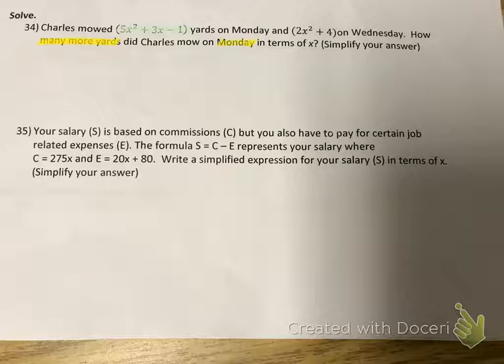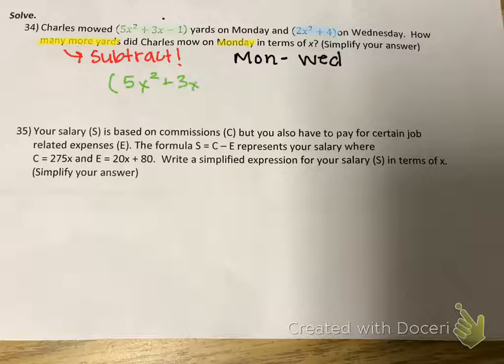And then we're also given how many yards he mowed on Wednesday. So I put that in some different colors. And if I'm asked how many more, that indicates I need to subtract. So we're really going to do Monday minus Wednesday. The problem is, though, that Monday is an expression and Wednesday is an expression. So instead of Monday here, I'm going to plug in the expression for Monday. So 5x squared plus 3x minus 1. And we are going to subtract our Wednesday, so minus 2x squared plus 4.